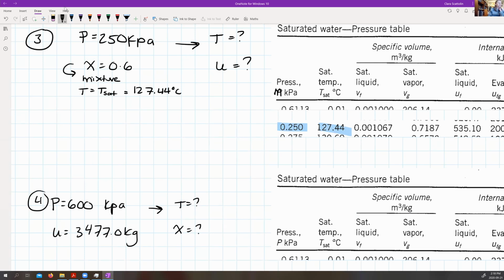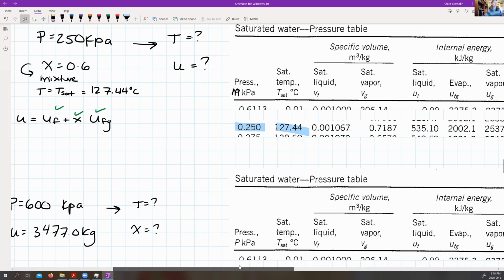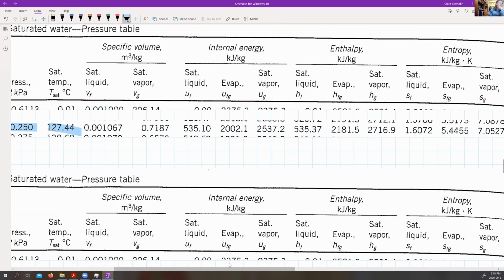And then how am I going to find U? I'll use the same equation I used before. Uf plus x Ufg. This time, however, x is known. I'm not searching for it, it's known. Uf and Ufg, I'm going to get out of the tables. Over here, Uf and Ufg. Actually, I don't need Ug. Uf and Ufg are right here. 535 and 2002.